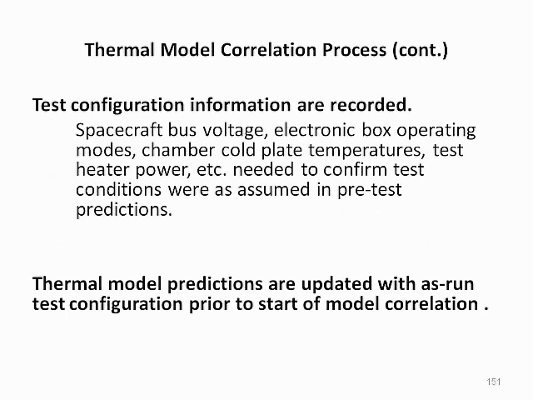Test configuration information must also be recorded. This includes data such as spacecraft bus voltage, electronic box operating modes, chamber cold plate temperatures, test heater power, etc. They are needed to confirm the test conditions were as assumed in pretest predictions. Thermal model predictions are then updated to reflect the as-run test configuration prior to start of model correlation.